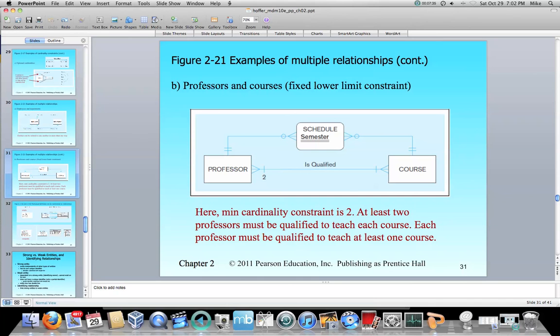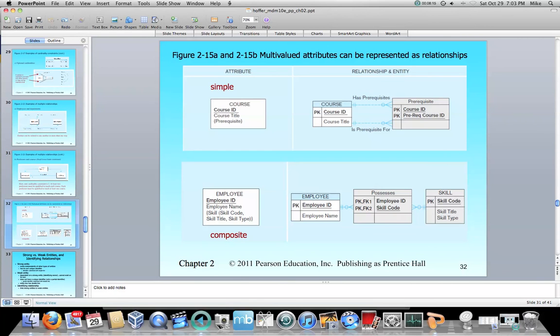Here we've got a professor that's qualified to teach a course, and we have courses that are qualified to be taught by multiple professors. And in here, you'll notice a new identifier where the minimum cardinality constraint is usually either a 0 or a hash mark. In this case, the hash mark has a 2, denoting the fact that at least 2 professors must be qualified to teach each course. And then we have schedule. And in this case, schedule is what we call an associative entity, but we'll touch on that more in the next video.